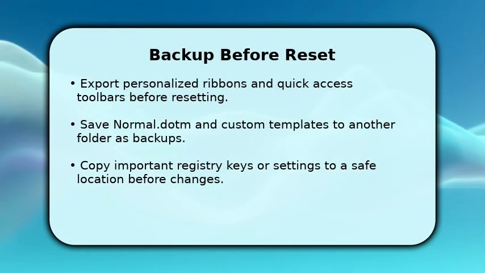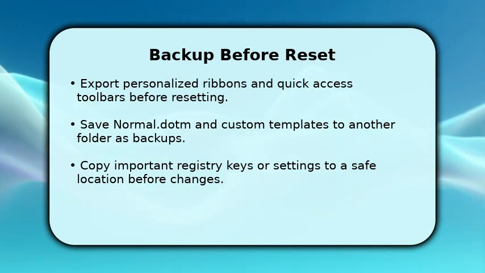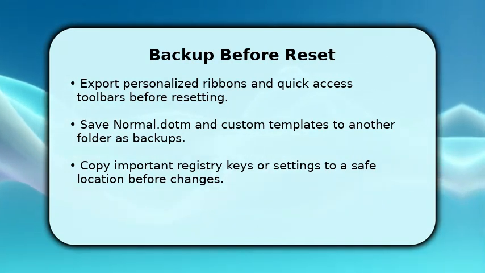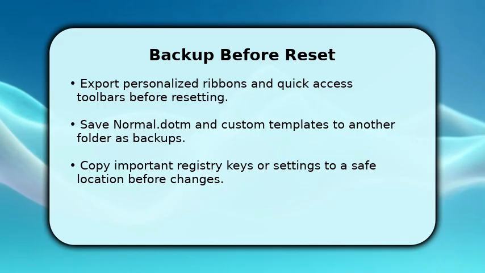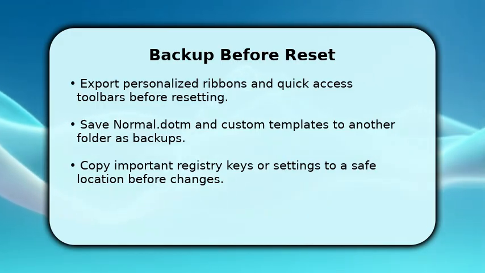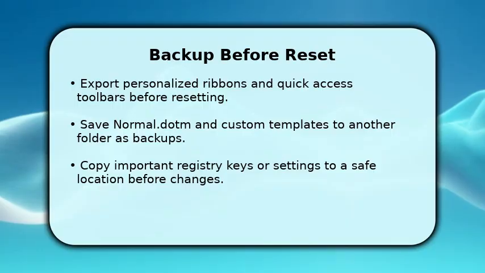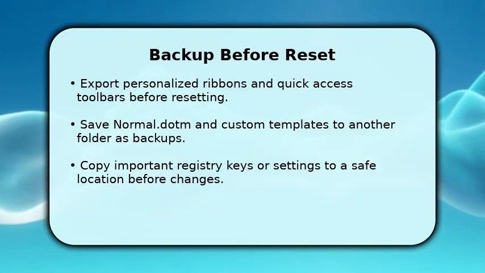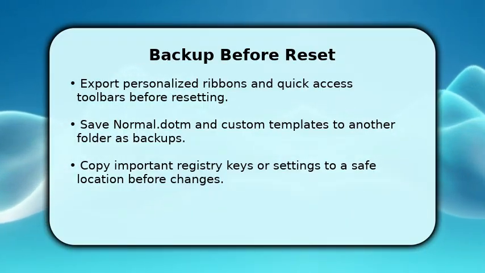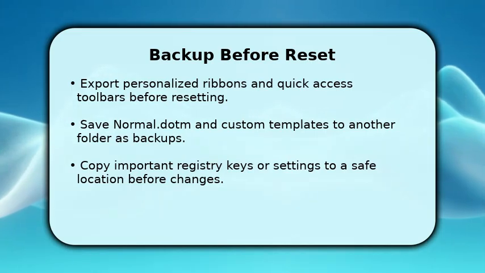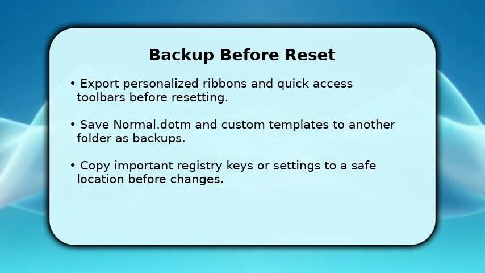Before you reset, always back up customizations to avoid losing work. Export ribbon and quick access toolbar layouts and save normal templates or custom add-ins to a backup folder. If you use registry tweaks for Excel, export those specific keys or settings so you can restore them later. These simple backups make recovery painless and protect complex configurations from accidental loss during the reset process.